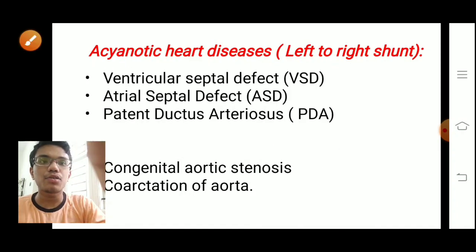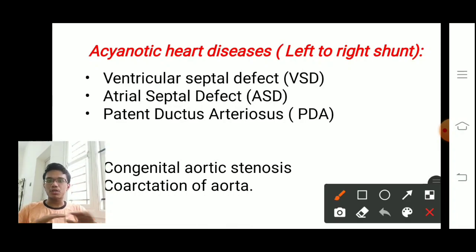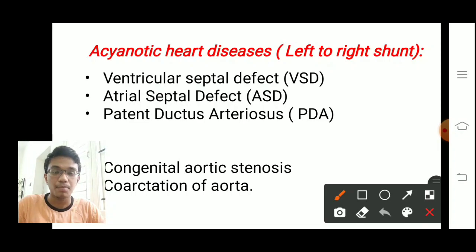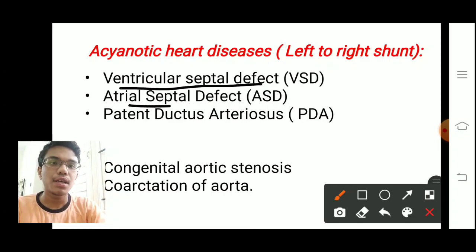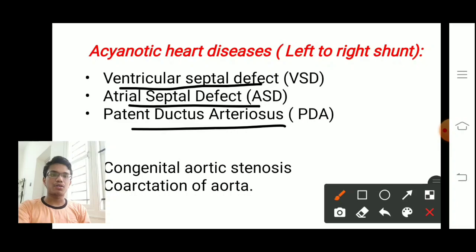What are the acyanotic heart diseases? Acyanotic heart disease means there will be no cyanosis. That means left to right shunting is occurring and mixing of oxygenated with deoxygenated blood occurs, but bypassing of the lungs does not occur here. And what are the conditions that cause this type of acyanotic heart disease? There are 3 important conditions you should never forget: ventricular septal defect, VSD, ASD, and PDA, that is patent ductus arteriosus.